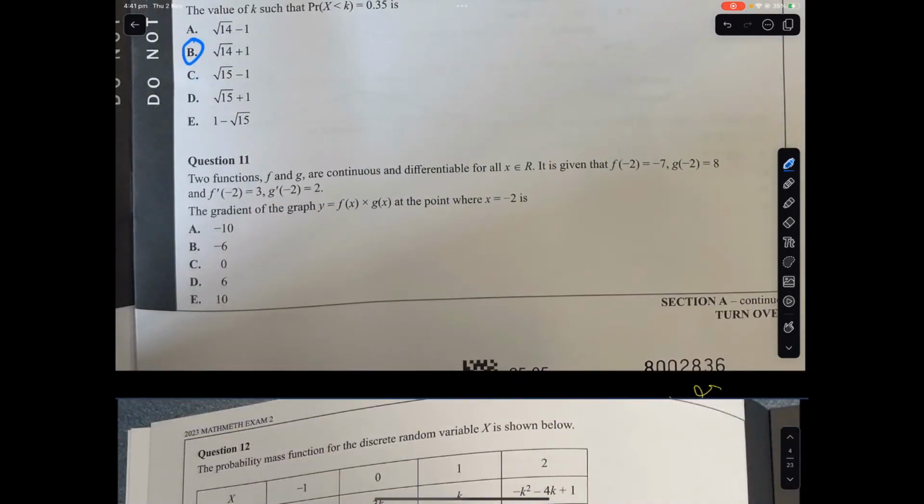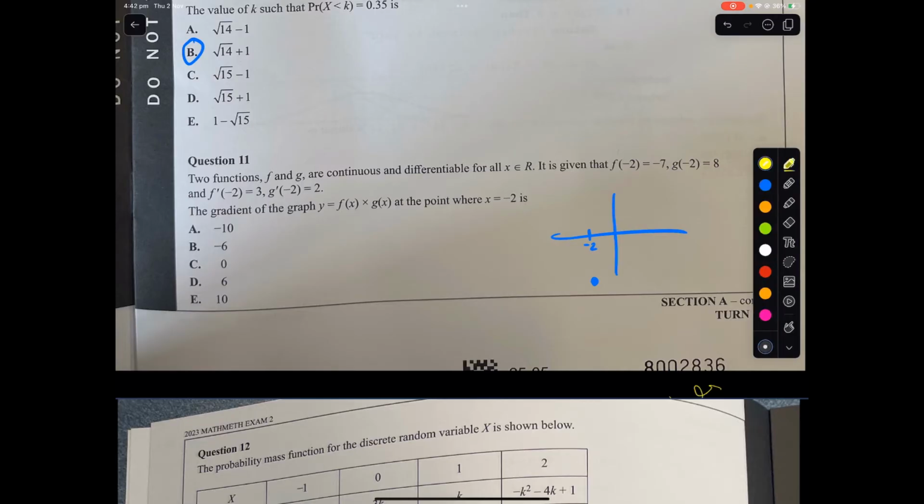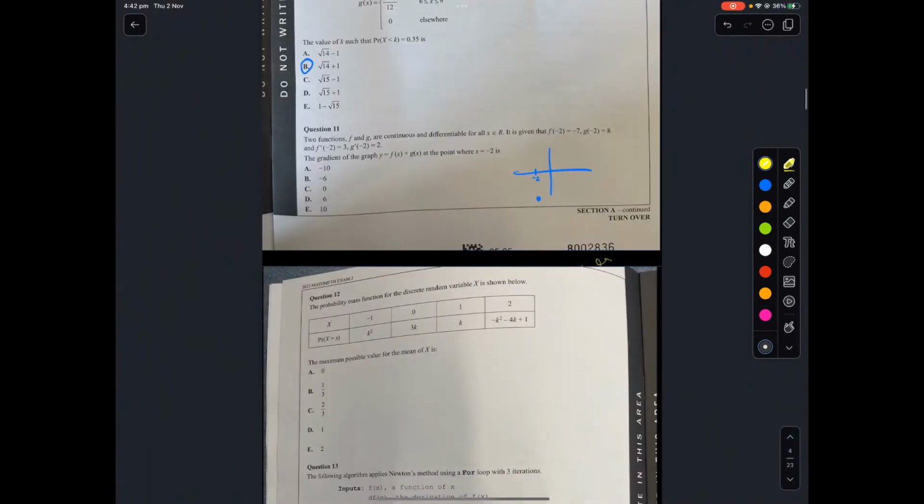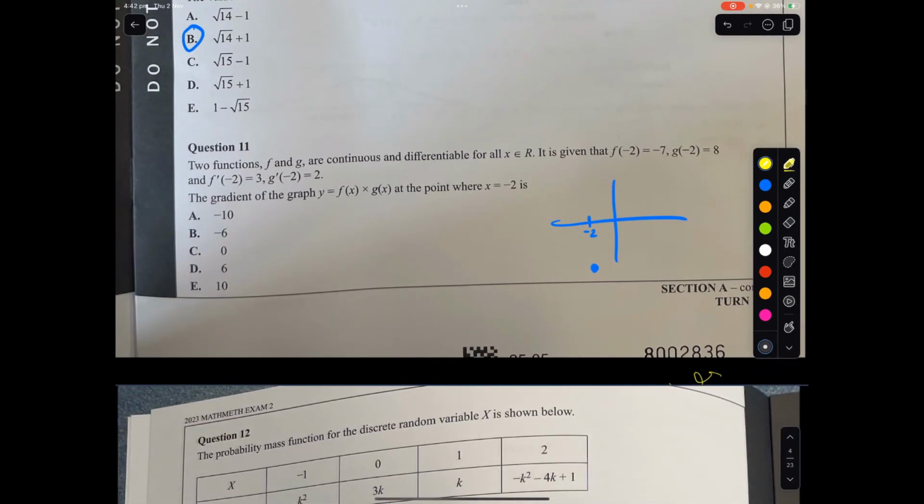So question 11. Two functions f and g are continuous and differentiable for all x in the reals. It is given that f of -2 is this, and g of -2 is 8, and f dash of -2 is this, and g dash of -2 is 2. The gradient of the graph of f of x and g of x at the point where x is equal to -2. Okay, let's just understand this. I'm not understanding. So f of -2 is -7. Let's call this blue graph f. And the yellow one is g. And at -2, it's 8. So it would be over here.